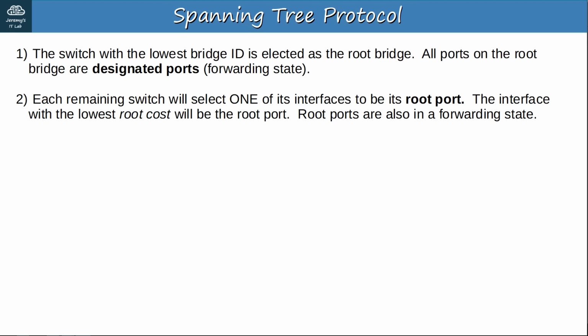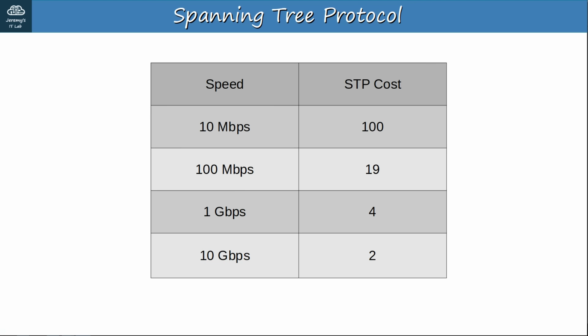Root ports are also in a forwarding state. Now let's talk about what that root cost is. Each interface has an associated Spanning Tree cost. A regular Ethernet interface with a speed of 10 megabits per second has a cost of 100. Fast Ethernet, 100 megabits per second, has a cost of 19. Gigabit Ethernet has a cost of 4, and 10 gigabit Ethernet has a cost of 2. Make sure you remember these path costs for the exam.